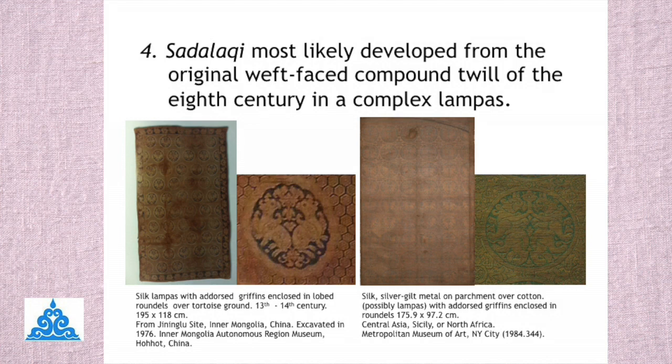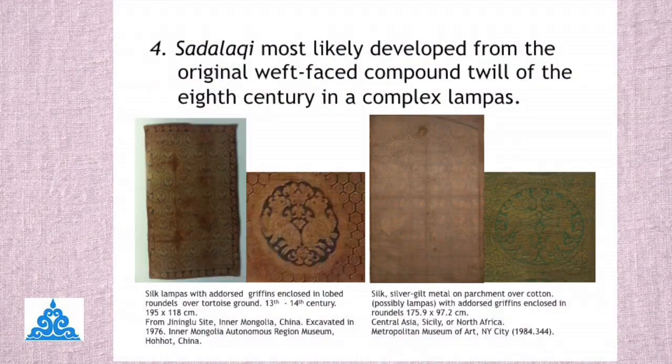An example of sadalachi might be the piece excavated in Inner Mongolia and dated to the 14th century, which has a repetition of roundels, including a pair of backward-facing griffins, like you can see here. That is a typical pattern of the Mongol period that we can find also in other Eurasian textiles, like the possible Sicilian piece in the Metropolitan Museum of Art.